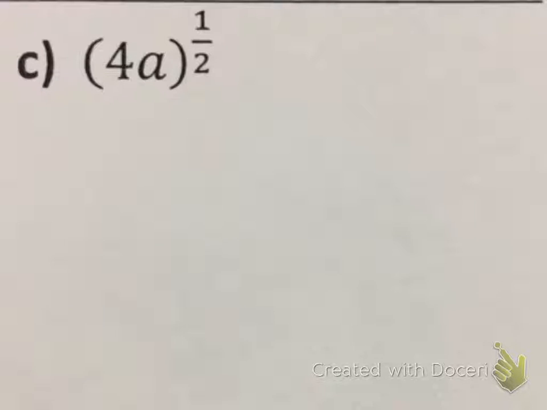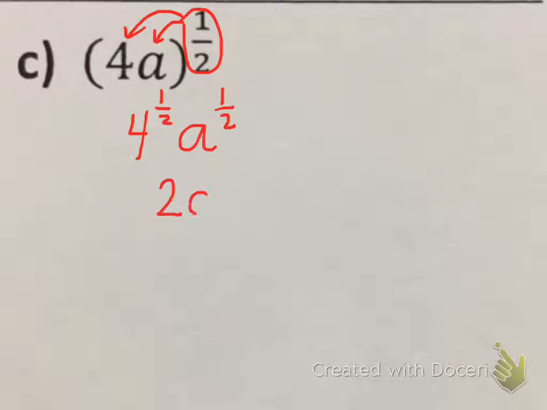This problem right here is a power raised to a power rule. We have a power here outside of the parentheses that we need to distribute through to both parts inside our parentheses. So we're going to have 4 to the 1/2 power, and then we'll have a to the 1/2 power. When we put 4 to the 1/2 power in on our calculator, it's going to give us the number 2, and we're stuck with just that a to the 1/2 power for our solution.